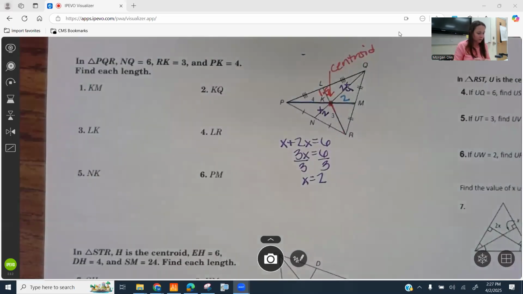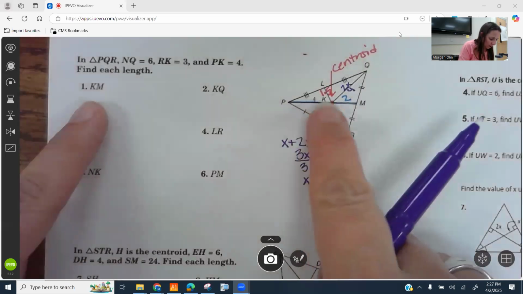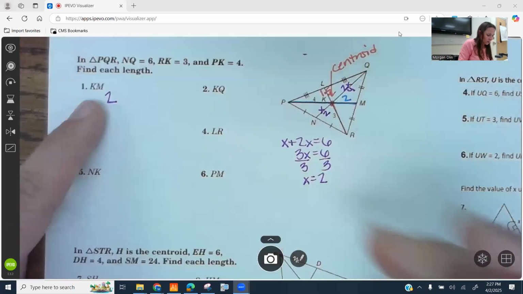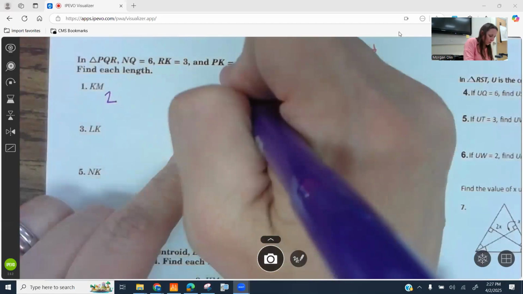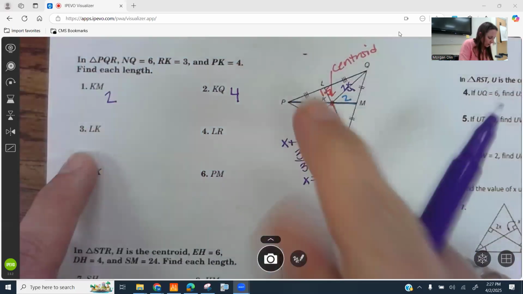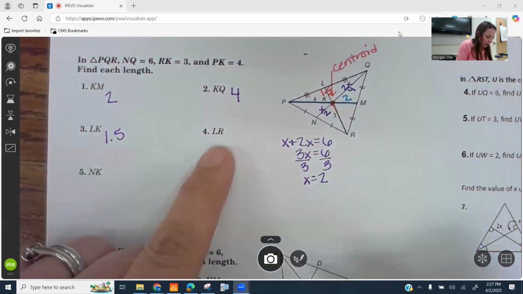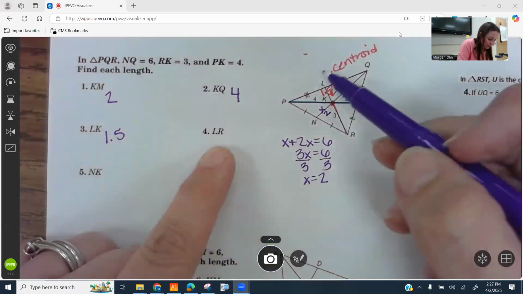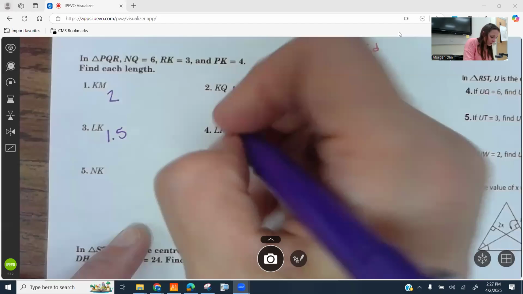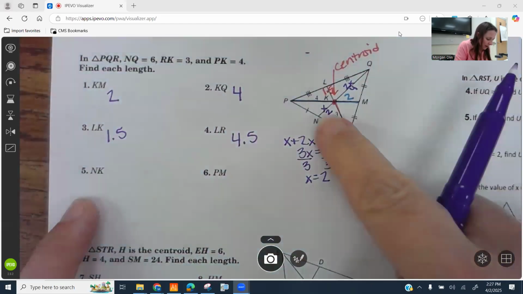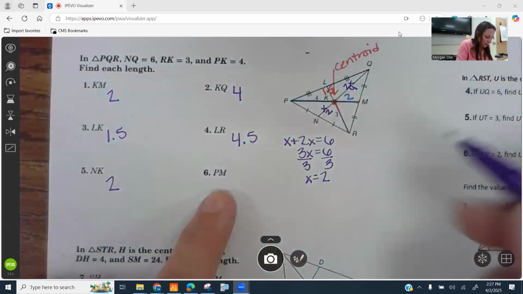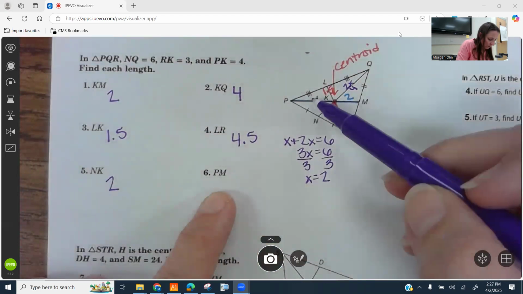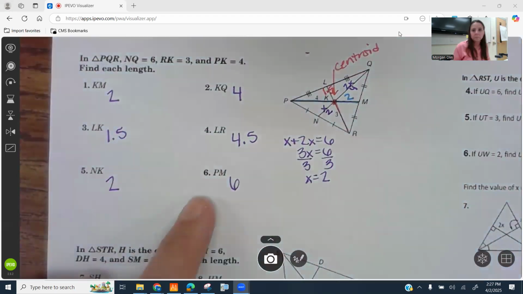All right, so here we go. Let's go answer the questions now that we've got a lot of it filled in. KM we have is 2. KQ, that's that segment right there, is 4. LK is 1.5. LR, that's everything. We're adding the 1.5 and the 3, so that's 4.5. NK, that short side right there, is 2. And then the last one, PM. PM is the whole thing, 4 plus 2, which is 6.